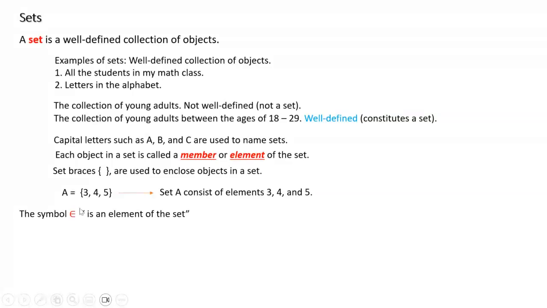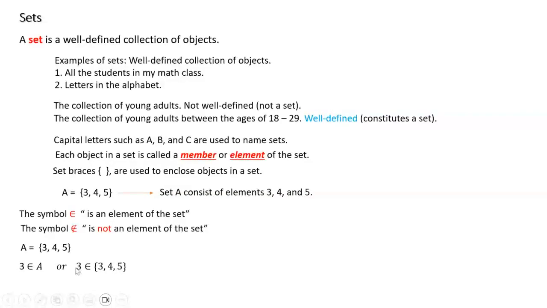This symbol, the one that looks like an E, means it's an element of the set. And the symbol with a line over it means it's not an element of the set. Example: say we have the set A equals 3, 4, 5. Now, 3 is an element of A, which is true, right? Because 3 is in the set A, or 3 is an element of the set 3, 4, 5.